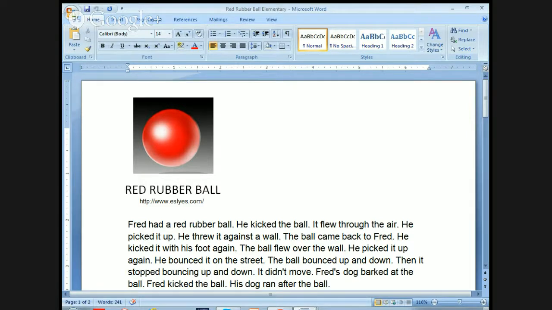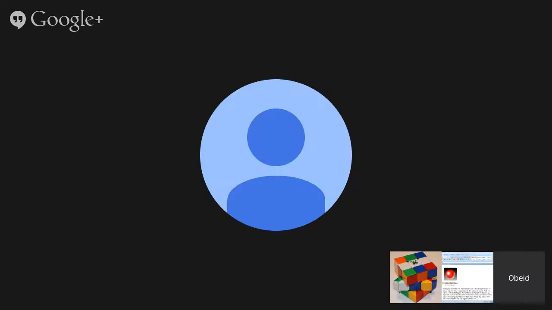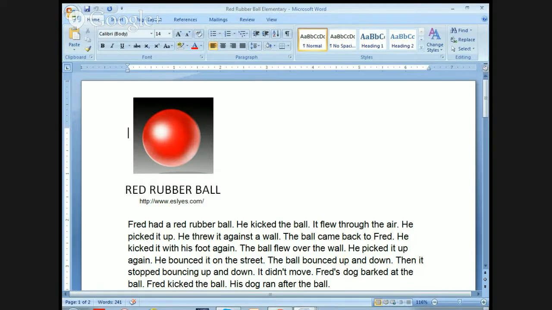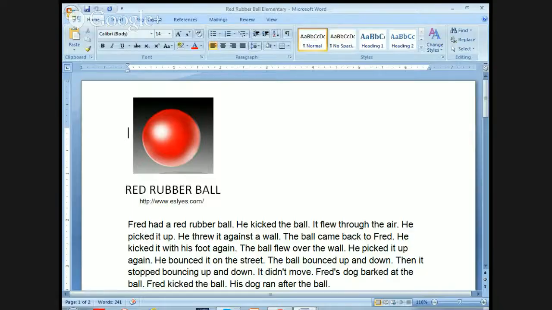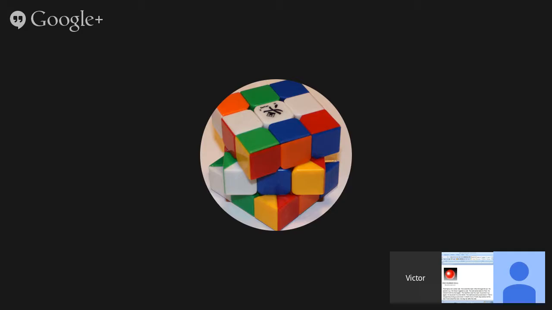I could say he bounced his ball or he was bouncing his ball. But I know he bounced his ball and he stopped and then he kicked his ball. So I'm saying that he bounced his ball because he stopped. He's not bouncing it now. You could ask me, was Fred bouncing his ball? And I could say, yes, he was bouncing his ball. Okay?